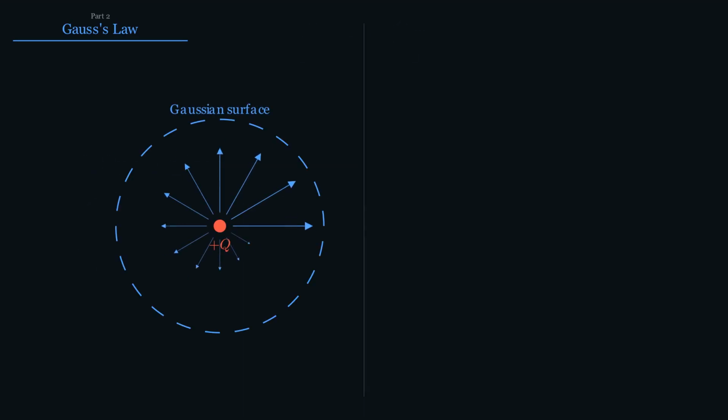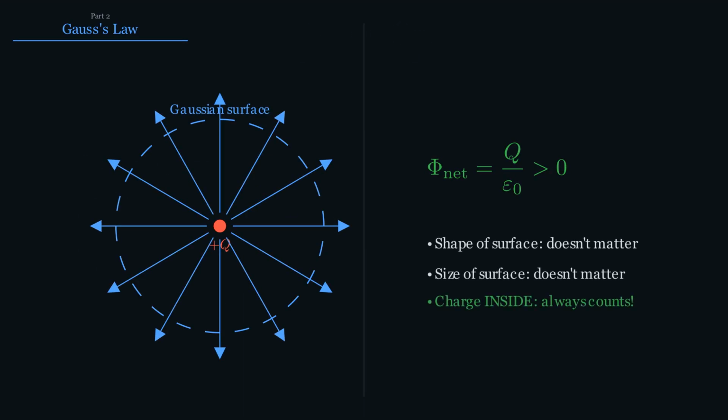Here's why this law is so powerful. Place a positive charge inside a closed surface. The field lines radiate outward from the charge, and every single one of them pierces through the surface going out. That means positive net flux. The amount of flux is exactly Q over epsilon naught. It doesn't matter what shape the surface is. It doesn't matter how big it is. As long as the charge is inside, the total flux is the same.